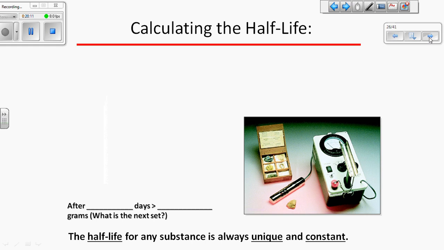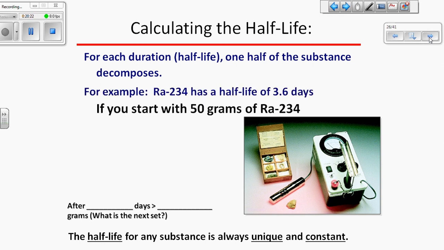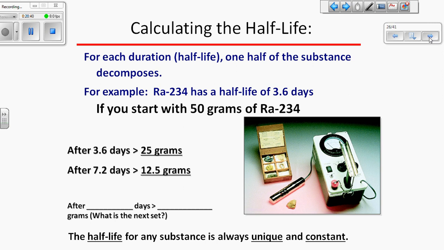All right, calculating the half-life. And it's very similar to kind of what we were looking at on the graph. You're using that same idea. So for each duration, 1/2 of the substance decomposes. We've already established that. For example, let's look at radium-234. It has a half-life of 3.6 days. So after 3.6 days, about half of that radium-234 would have decayed. So if you start with 50 grams of radium-234, after 3.6 days, you would have 25 grams left because that's half of it. And then if you go another 3.6 days, which would now be 7.2 days, you would have 12.5 grams left.